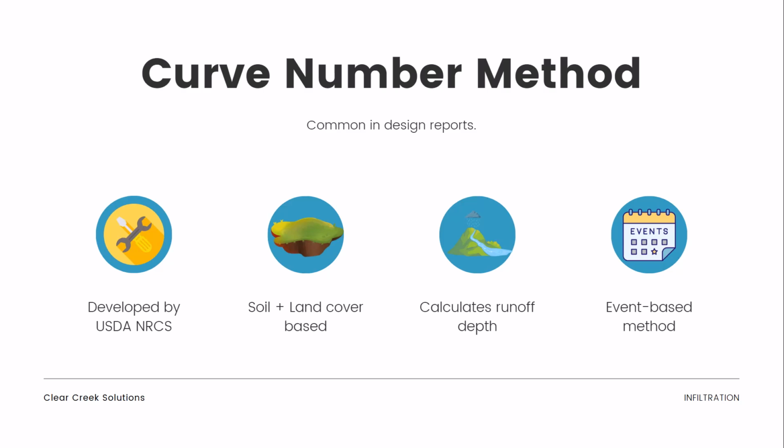The curve number method, developed by the USDA Soil Conservation Service, now known as NRCS, estimates runoff from rainfall events based on land cover, hydrologic soil group, and antecedent moisture. It directly computes how much rainfall becomes runoff, making it widely used in stormwater design reports. SWMM supports curve number for projects where regulatory agencies specify its use.